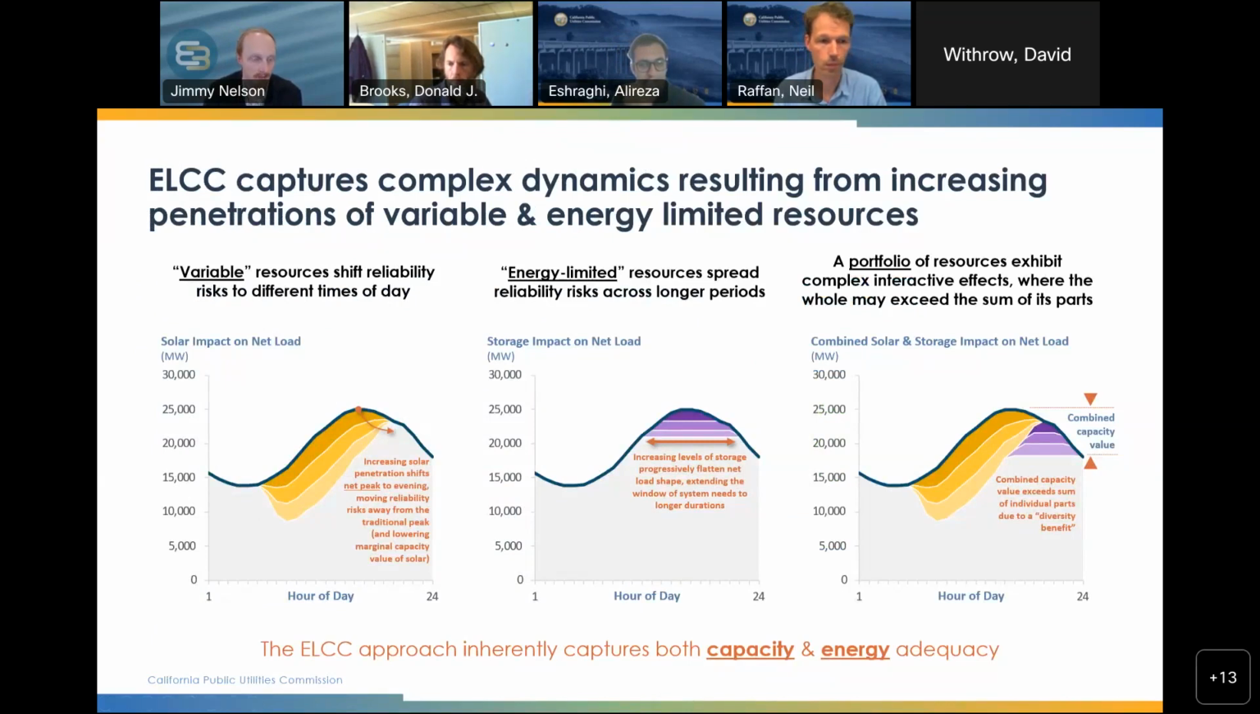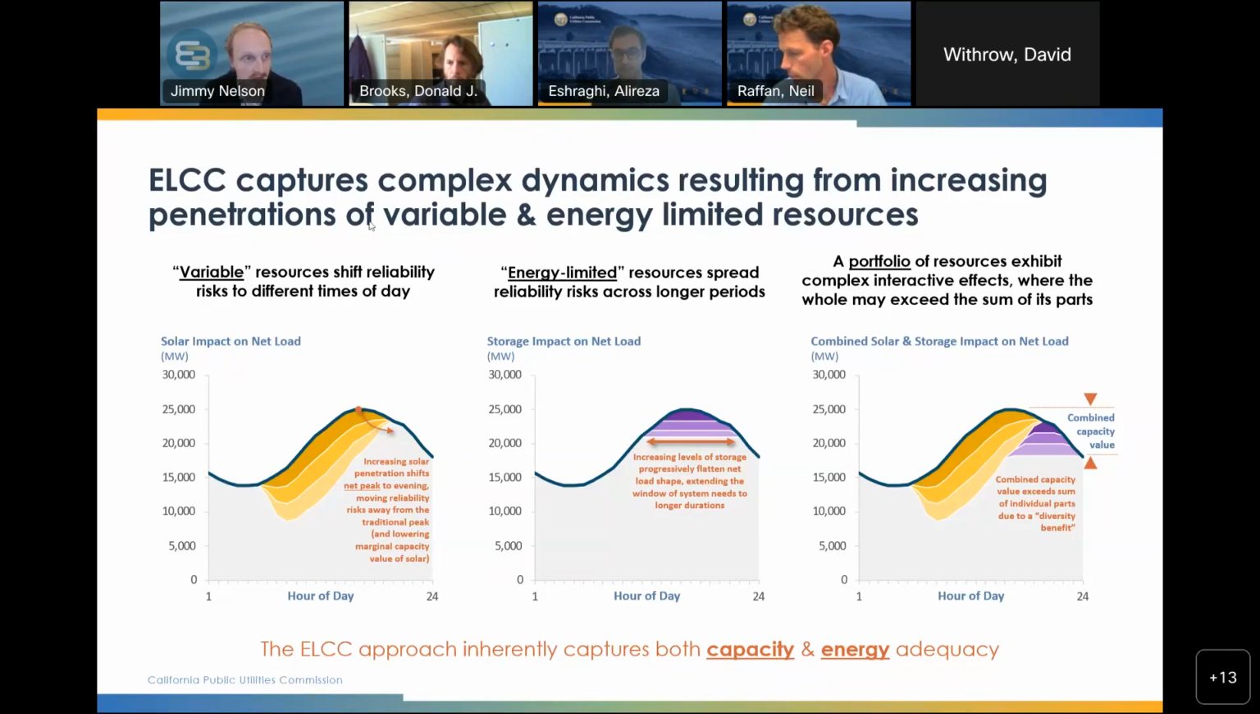For variable resources, there's the saturation impact where, when you install some capacity of a variable resource, you typically see declining marginal returns because the timing of the peak shifts as you install more of that resource. And for energy limited resources, they can frequently target the times of greatest need, but then they end up flattening the net load peak, and their energy limitations become more and more binding as more are installed.